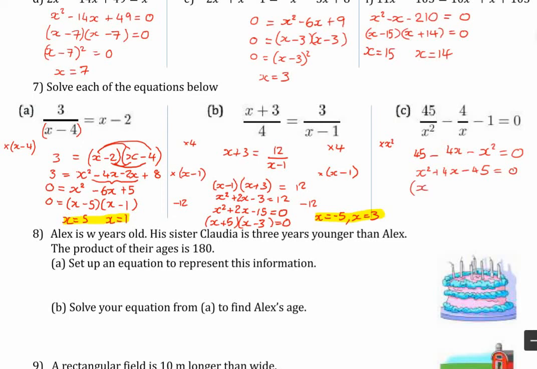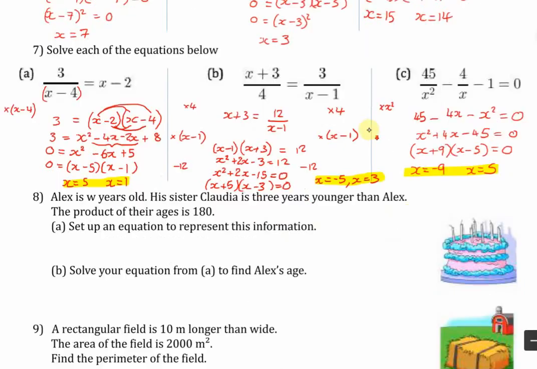and then we're ready to factorise. So two numbers that times together to make 45, add together to make 4, that's going to be plus 9 and minus 5. So x is negative 9 and positive 5. Okay.